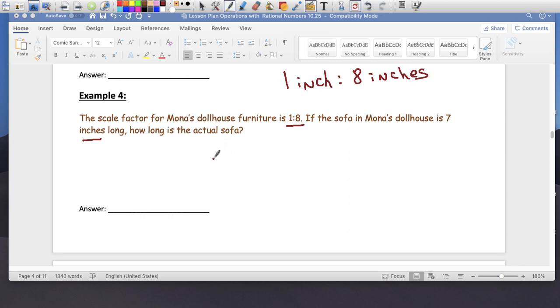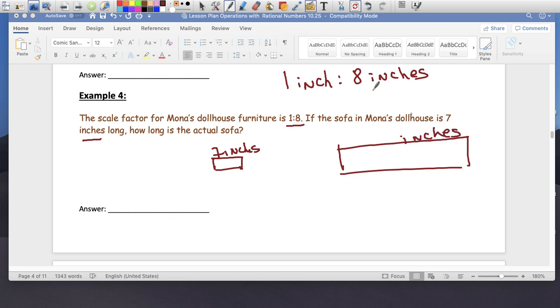Okay, so we have a dollhouse. So the sofa in the dollhouse is 7 inches. So how big is the actual sofa? So in this case, for the scale factor, we're going to use 8. So it's going to be 7 times 8, and that's going to give us that the actual sofa is 56 inches. So every 1 inch here in the dollhouse is actually 8 inches in the actual sofa. So that's the relationship here. Okay.